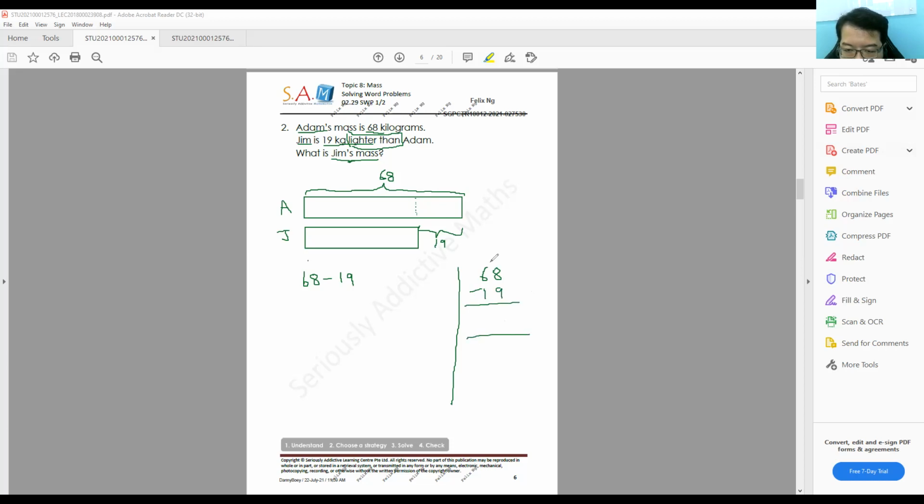Okay, so how do you do this? 18 minus 9 gets 9 here, and then 5 tenths minus 1 tenth equals 4 tenths. So equals 49. All right, Jim is 49 kilograms. Right, hope you guys get the answer correct, and please make sure that your bar model is drawn correctly as well. Okay, now if you need more time, pause now. Otherwise, get ready for the next question.